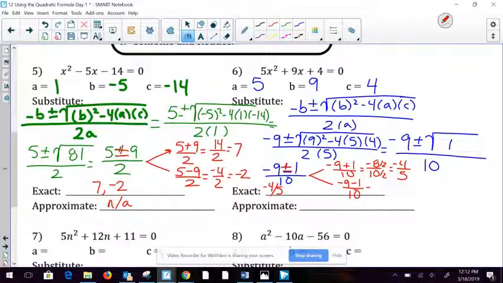And now I go through and do it again. What's -9 minus 1? Watch your signs. Yes, it's -10 over 10. If I divide that out, I get, you guessed it, -1. So those are my exact solutions.